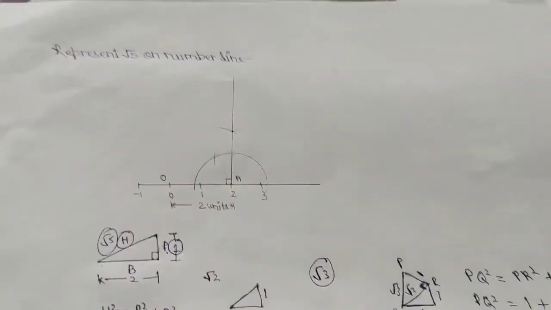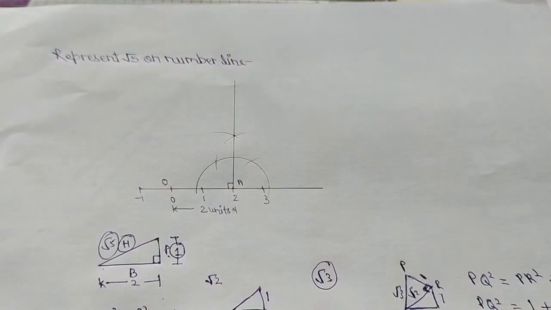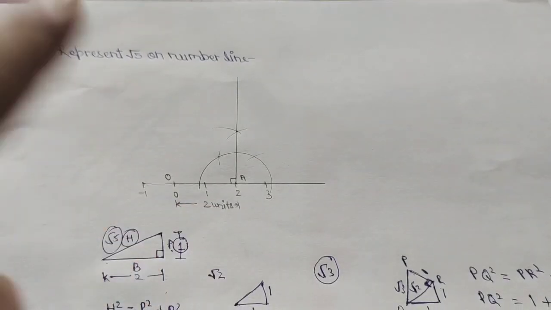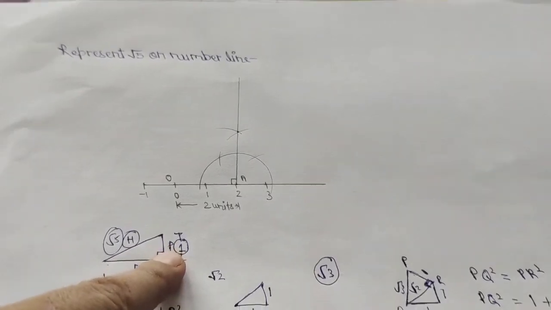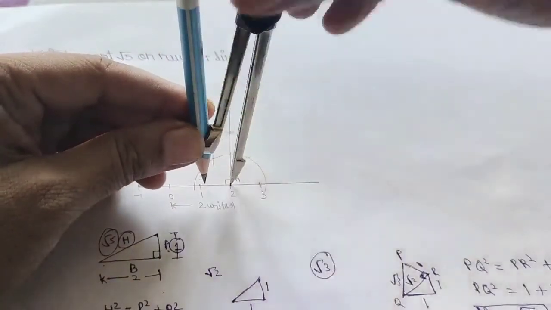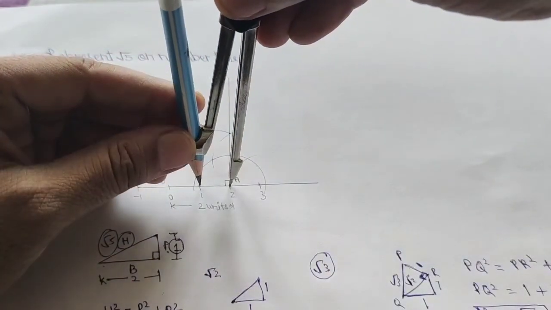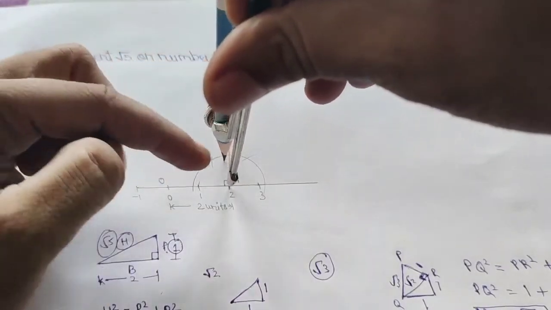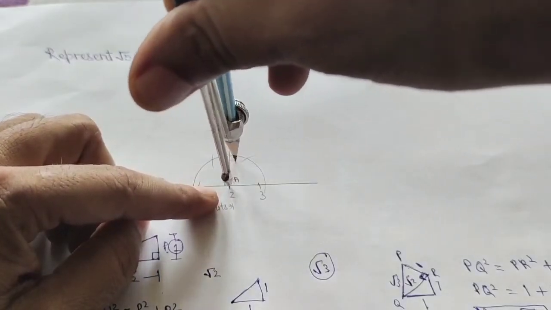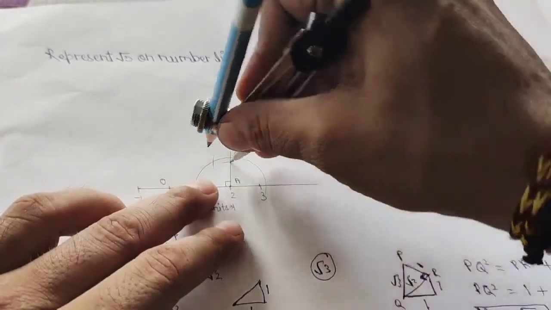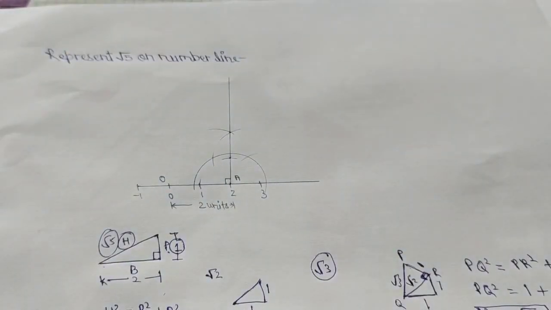So I am going back to my question, root 5. What will we do? 2 units are already taken as per the requirement. So I am going to take the perpendicular as 1 unit. If you put a point here, you can measure 1 unit from here, or you can use a scale as well, but from here it is easy. So we cut it with a 90-degree angle at this point, and we mark it as point B.